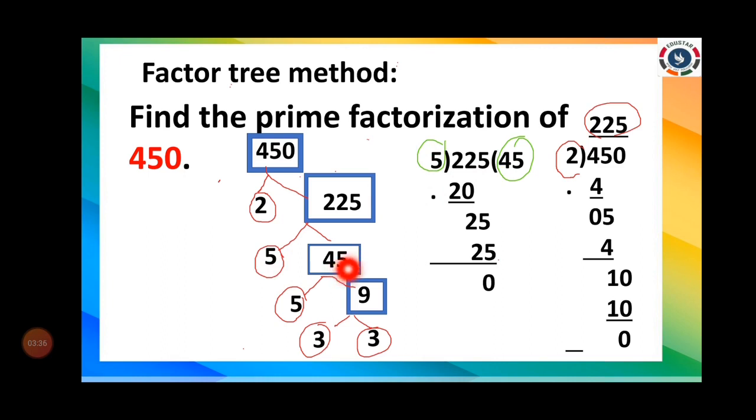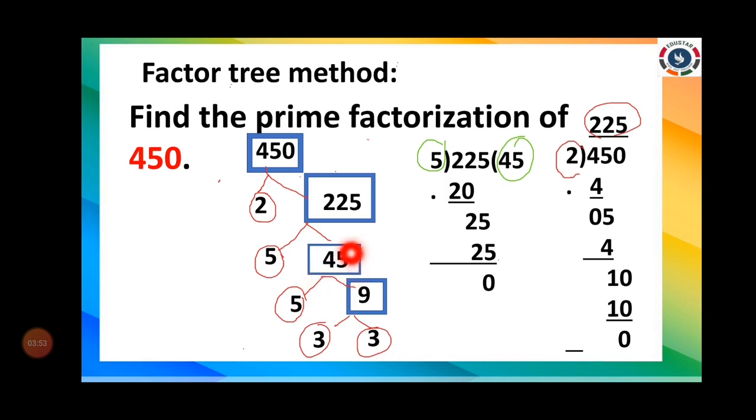So the 45, it is a what number? Prime number or composite number? Composite number. So again you want to divide the values. Last in 45, what number is there in one's place? 5. So again use 5 to divide the values.